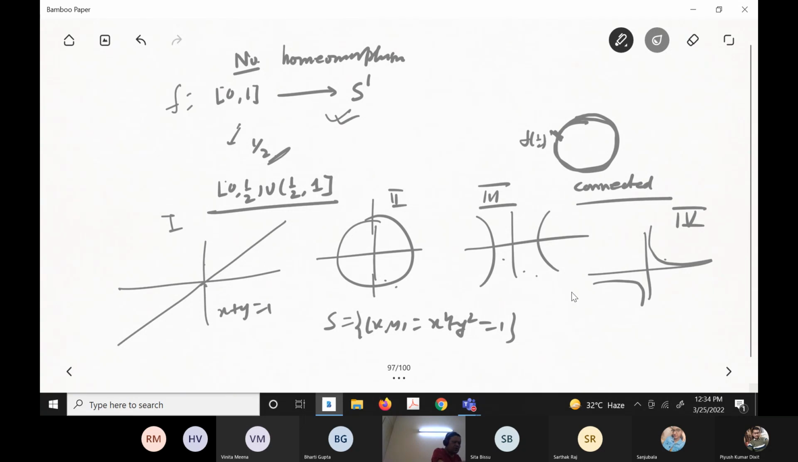But these two only, 3 and 4, are homeomorphic, because this is just a change of the coordinate system. Here I have used both connectedness and compactness. Both connectedness and compactness are topological properties.